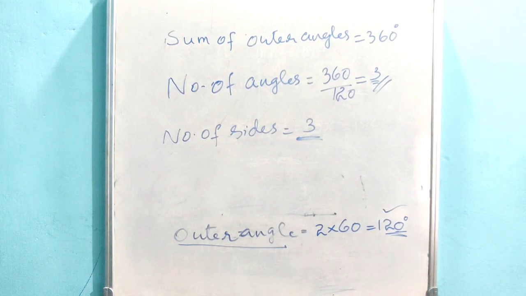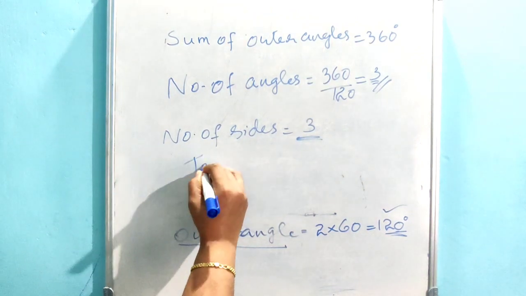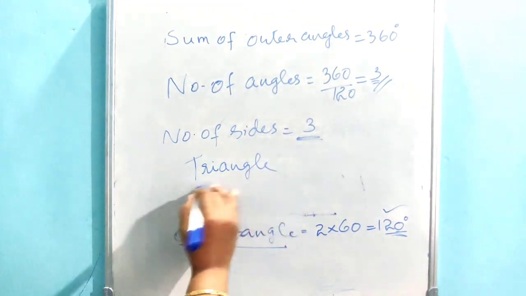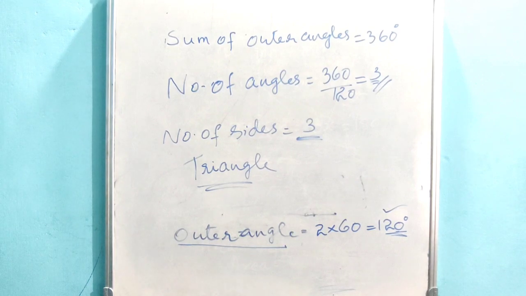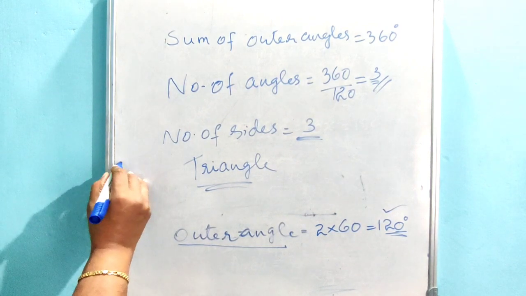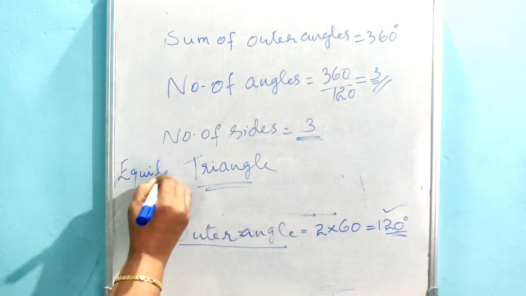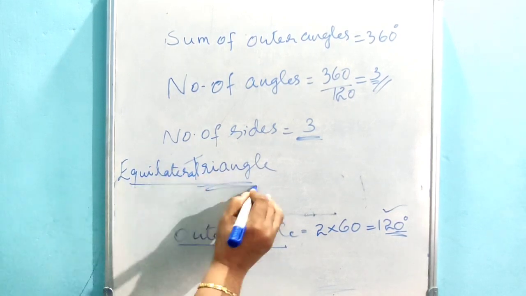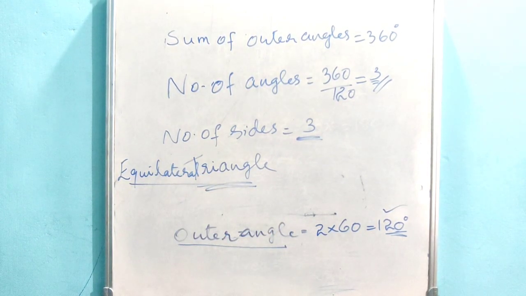So, a polygon with 3 sides, what is the name of that polygon? Its name is a triangle. So our polygon is a triangle. What type of triangle is it? All angles are equal here. In the question it is given that all angles are equal. In a triangle, if all angles are equal, it is called an equilateral triangle. So this polygon is an equilateral triangle. That is the fourth question.